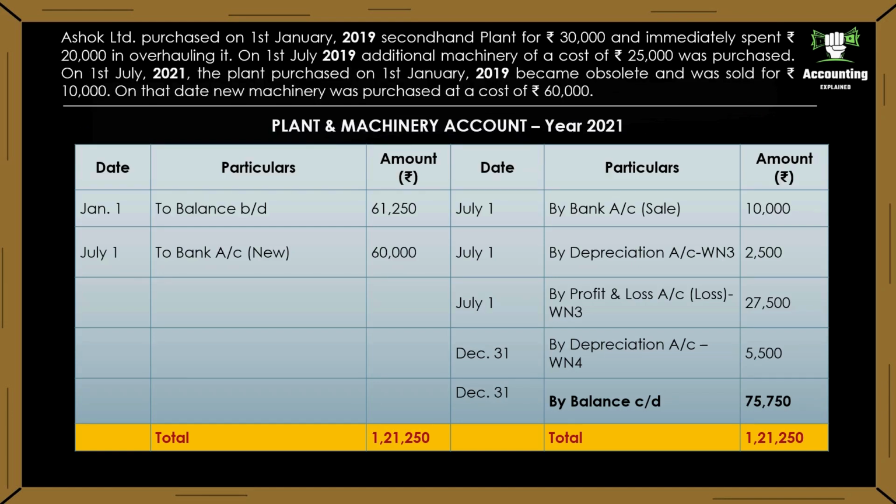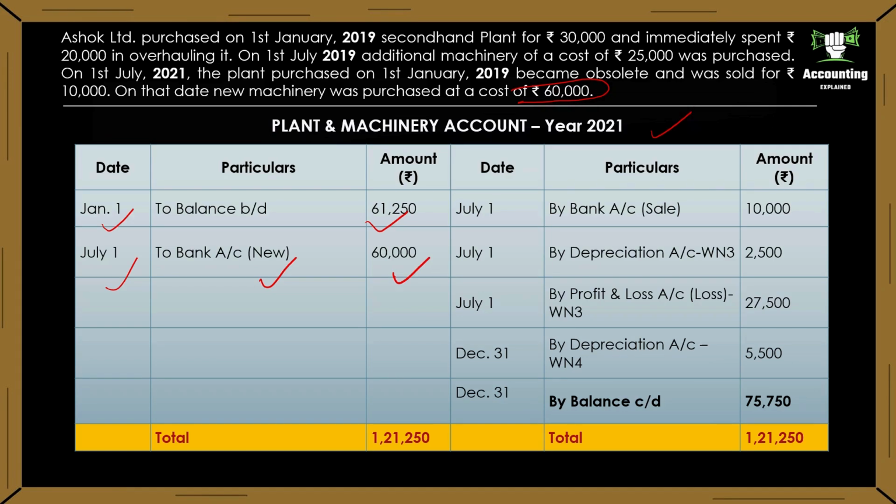So we are going to do the plant and machinery account for the year 2021. On January 1, we are bringing the balance from 31st December 2020 as balance brought down, 61,250. Now we are buying a new machinery. Machinery was purchased at the cost of 60,000 on 1st July. When you buy a new machinery, it is debit to machinery, credit to bank account. We have just seen the journal entry and the posting, 60,000.